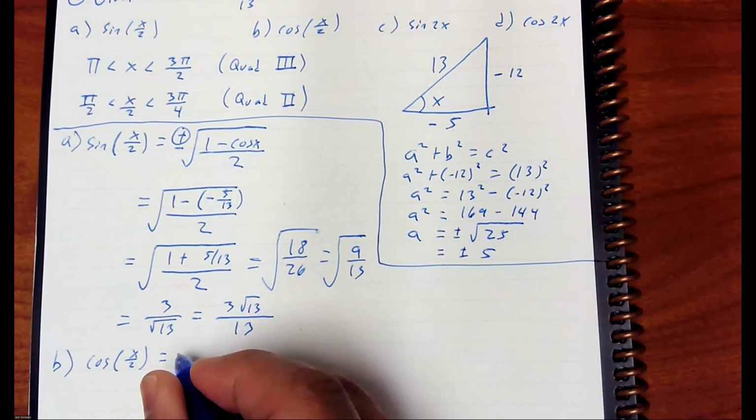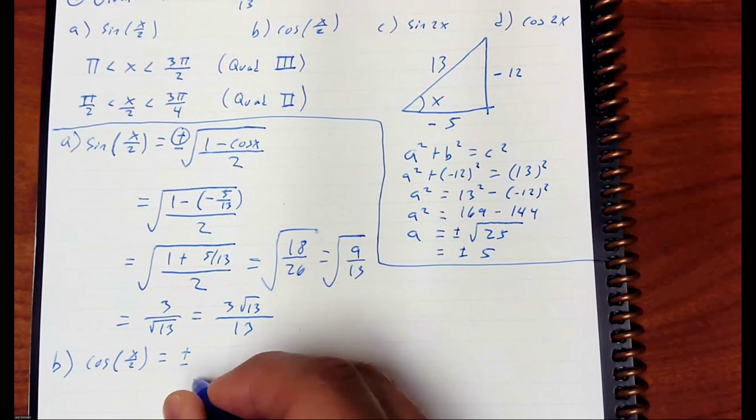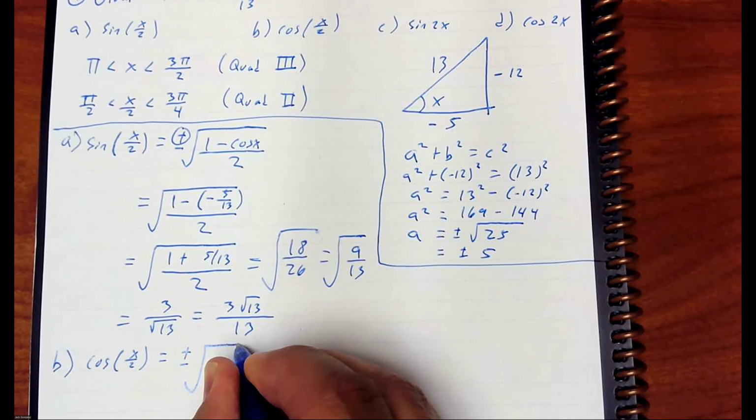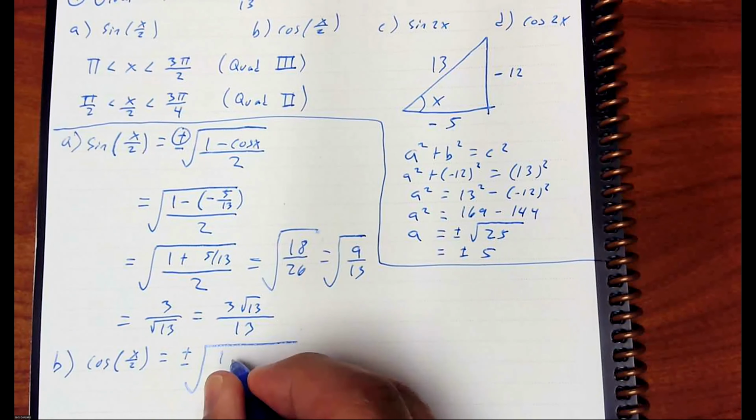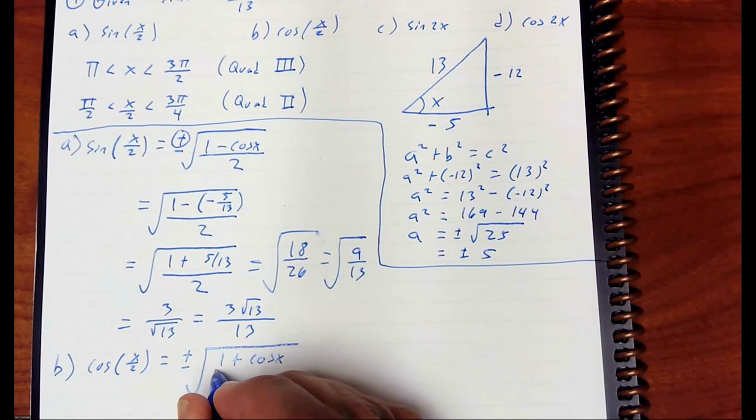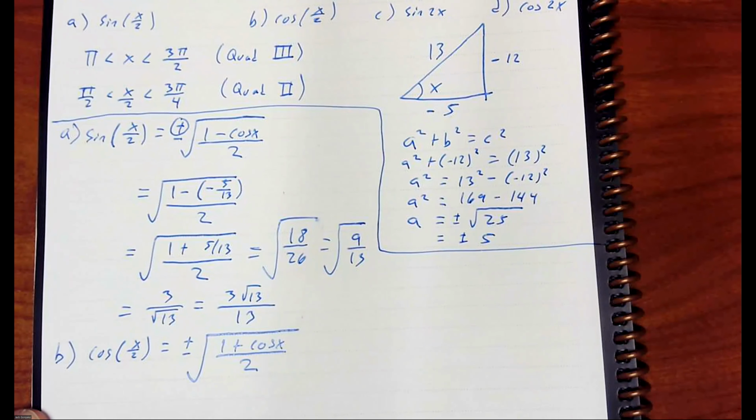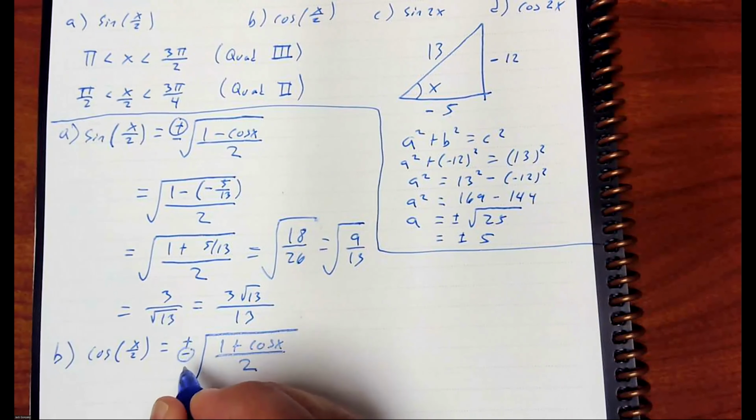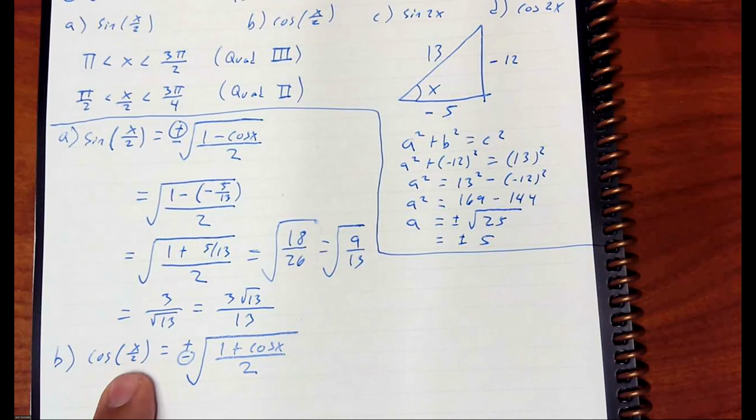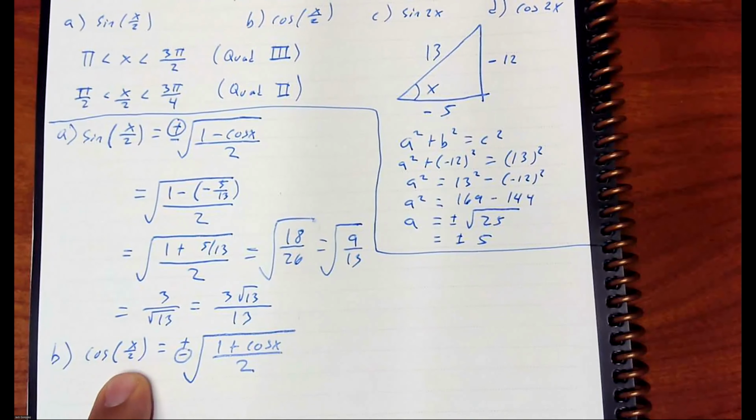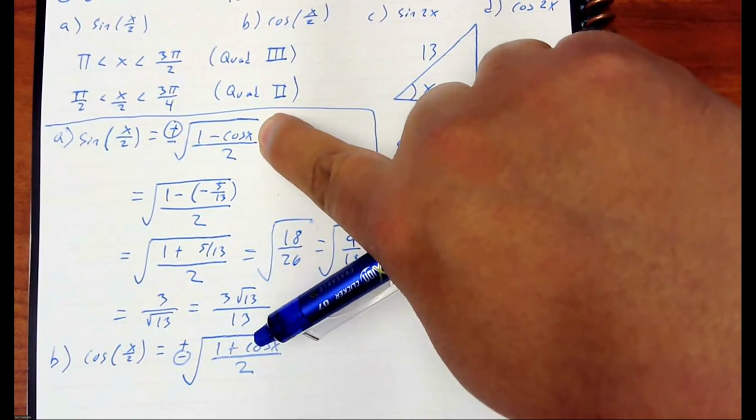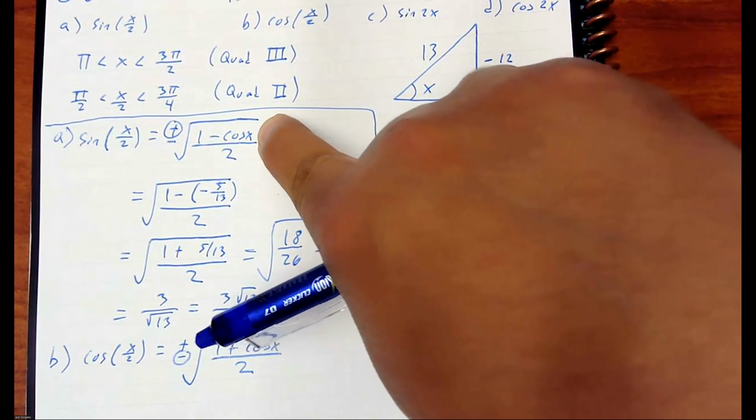So cosine of x over 2. Which one should I choose, plus or minus? Would it be minus? Do you see why? Yeah, it goes together. Whenever you're doing it, you look at the location of x over 2. If we're talking about regular cosine, we look at the location of x. That's it. So just plug it in and we're good.